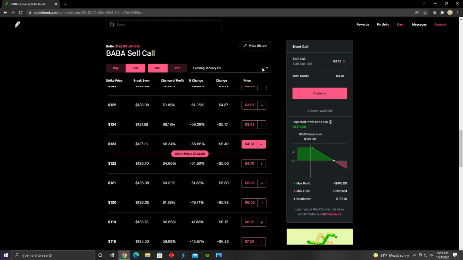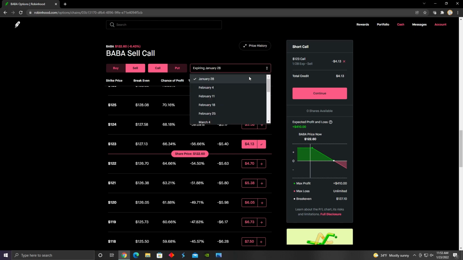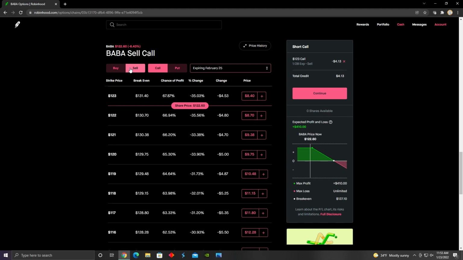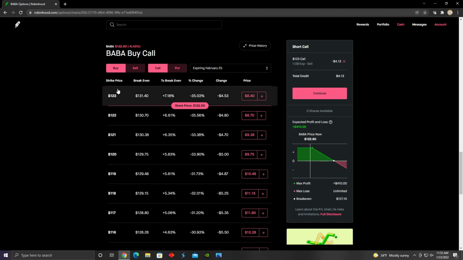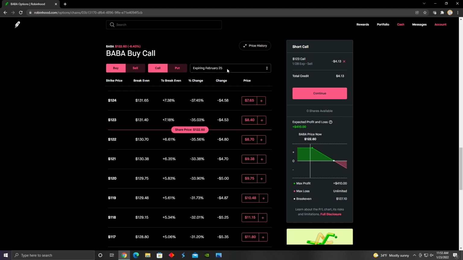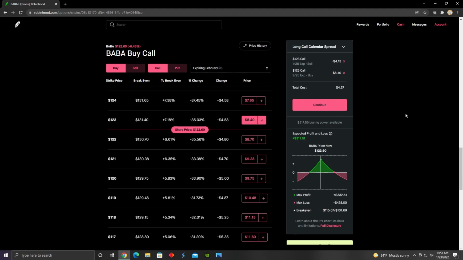Then I'm going to go to a different expiration date, like say one month out, February 25th, and I'm going to buy the same strike price call option, but at a different expiration date. And then we can see in the top right corner that it opens up a long call calendar spread. It's a call calendar spread because I'm using calls, and it's long because I shorted the near-term option and then I went long on the long-term option, which is what makes it a long call calendar spread. And then it's obviously a calendar spread because I'm using two call options, same strike price, except different expiration dates.